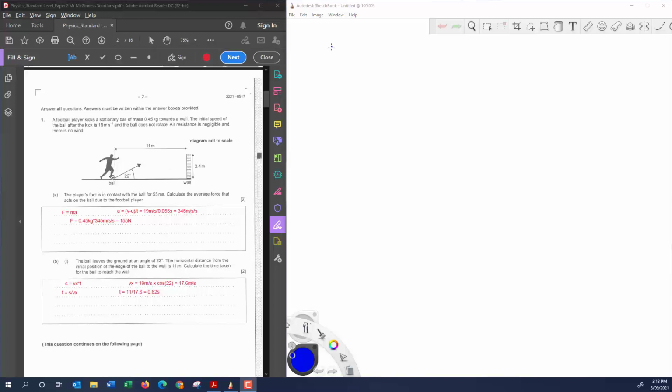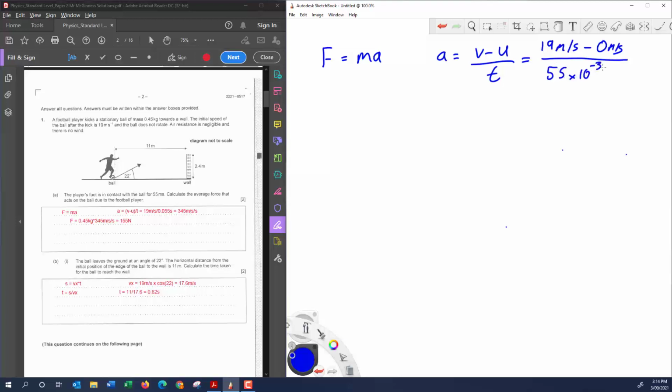So in this case, to calculate our force, we've got F equals ma. We need to calculate our acceleration. So acceleration here, we're just going to assume that we have a constant acceleration, so we can just use acceleration equals the change in velocity divided by time. So if you do that, your final velocity is 19 meters per second. Your initial velocity is 0 meters per second. You divide that by the time that the ball was in contact with the foot, which is in milliseconds. So 55 times 10 to the minus 3 seconds.